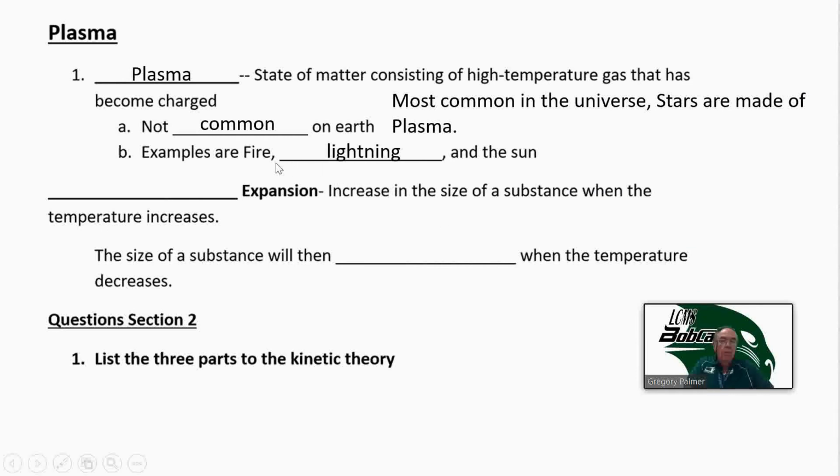On Earth, we see plasma and fire and lightning, and then, of course, it's on the sun.